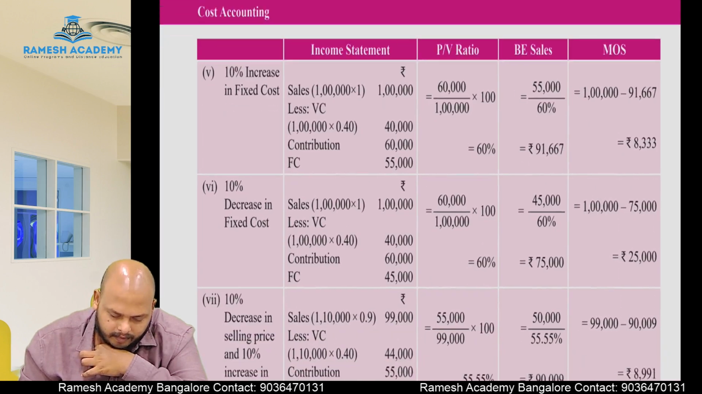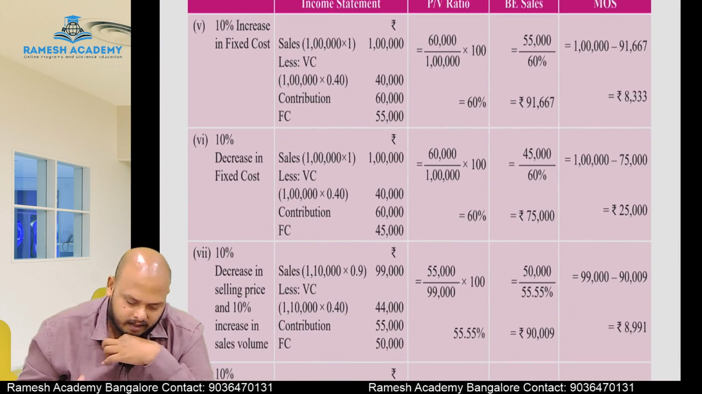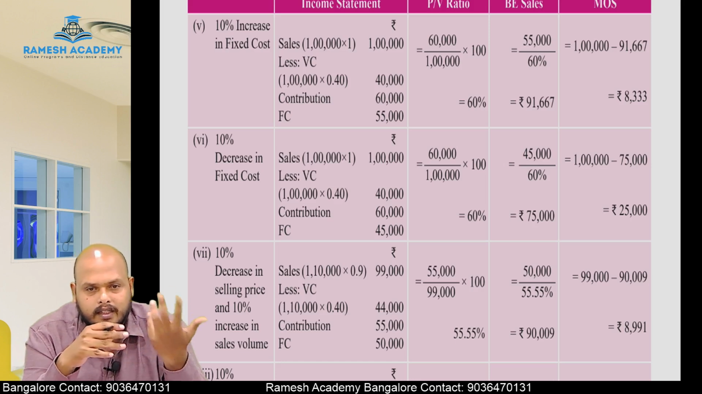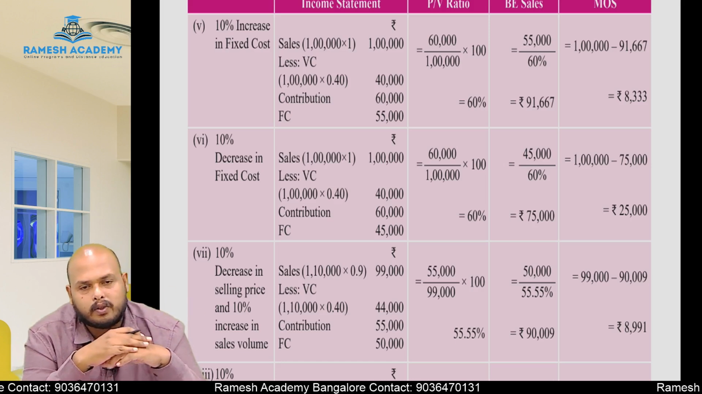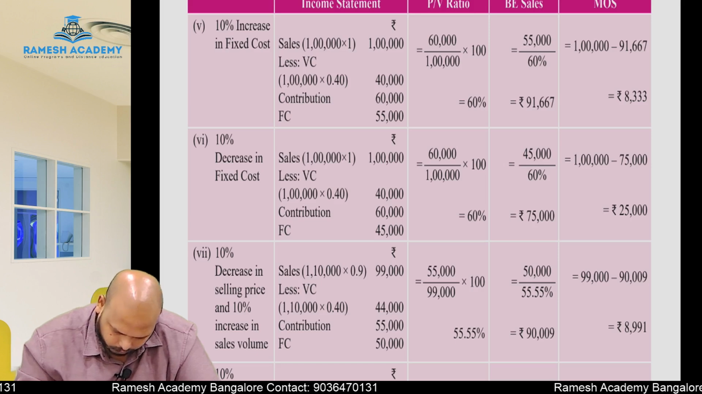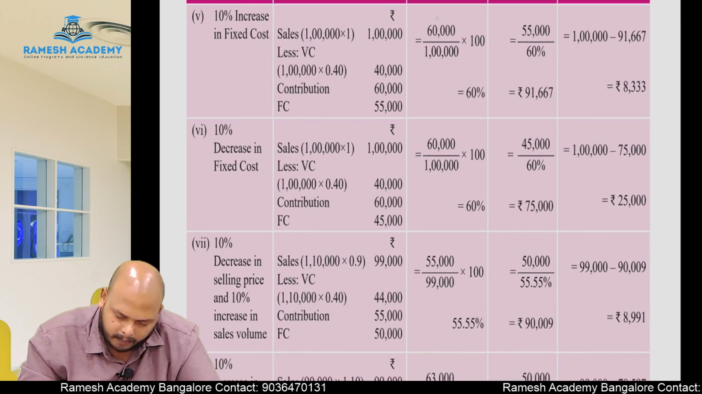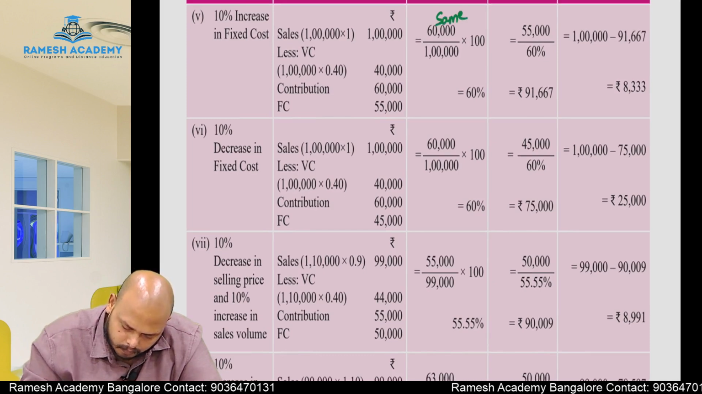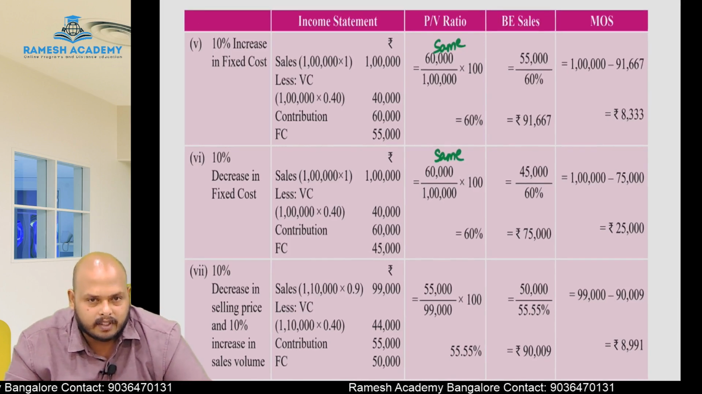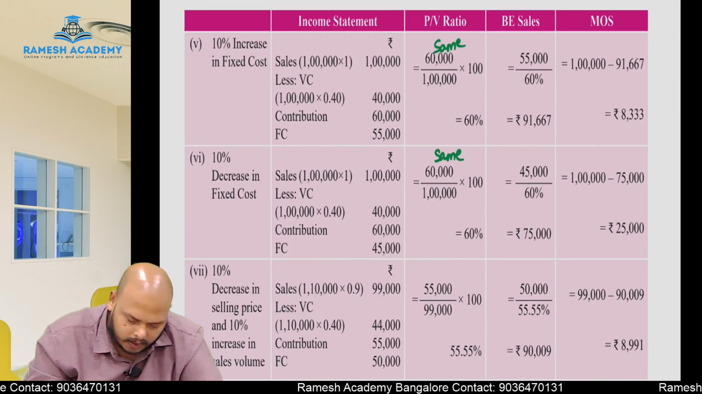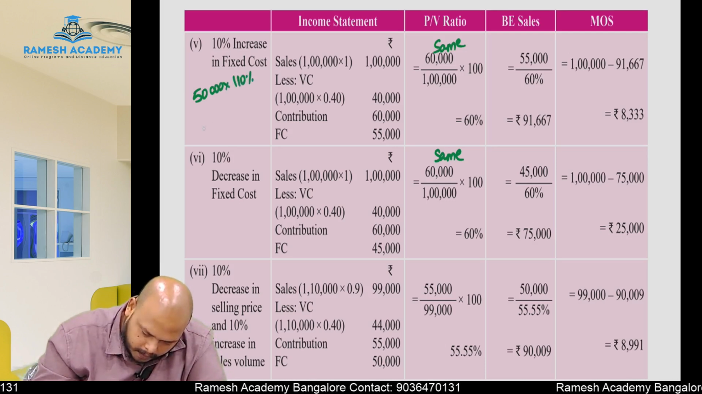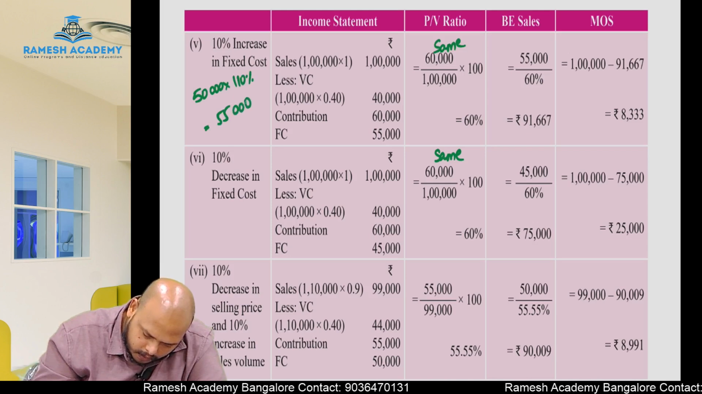Next, fifth one, 10% increase in fixed cost. Already we know, we did this relationship. If the fixed cost increases or decreases, still they don't have any effect on PV ratio. See here, PV ratio remains the same. Here also it remains the same. 10% increase, 10% decrease. 10% increase in the fixed cost, he said. What is the fixed cost before? 50,000, right? 50,000 into 110%. So what is the new fixed cost? 55,000.